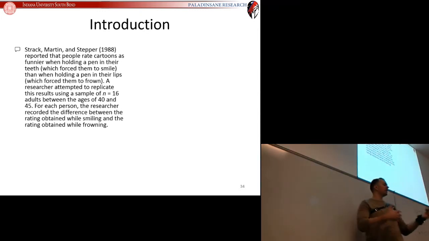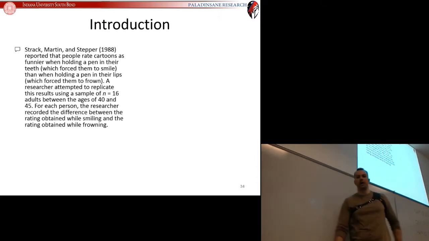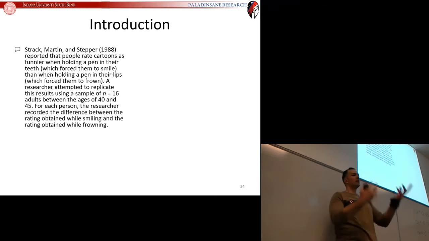And that's part of the reason why a lot of treatments for mood disorders will have physical aspects to them. So, stand up straight, shoulders back. It just makes you feel better because your mind is reading off of your body. Anyways, in this study, they tricked people into smiling, or they tricked people into frowning by holding a pen in their lips, in their mouth, and then they saw how they rated cartoons.